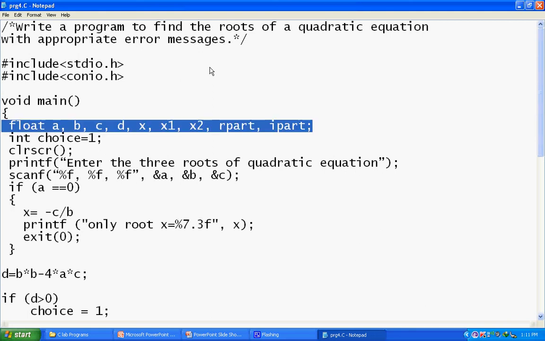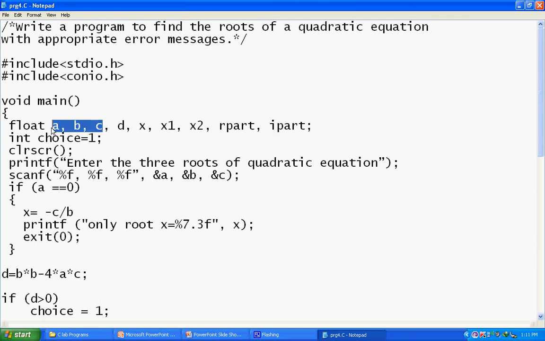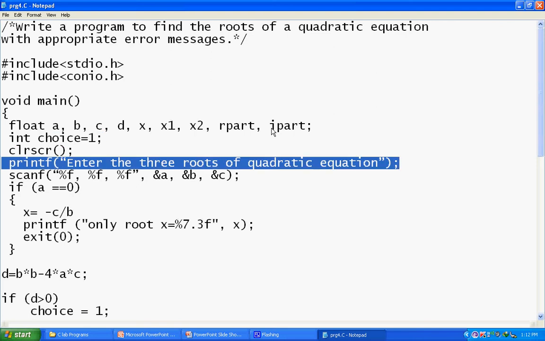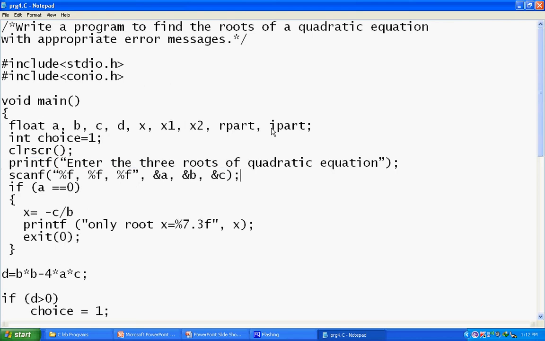In the program, I am declaring many variables of floating point type, where a, b, c are the constants which are there in the formula also. Real part and imaginary part are the variables which are going to help me print the values at the end. I am taking a variable choice whose value is initially 1. The printf statement is going to help me to enter the 3 coefficients of a quadratic equation. With the help of the scanf statement, I am going to read the values of a, b and c.